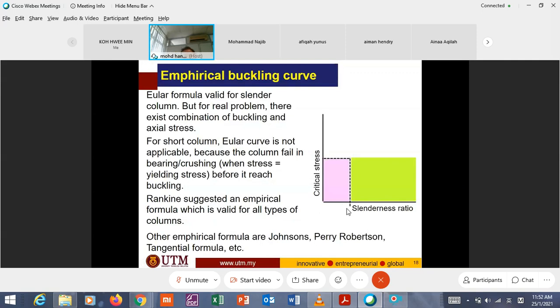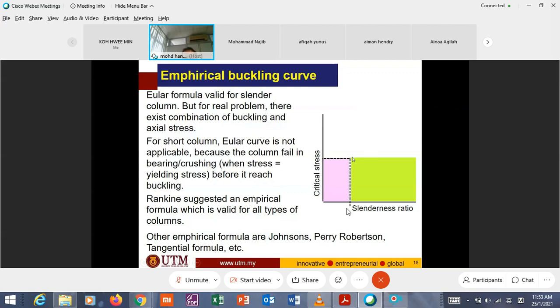Okay, now what we have done so far is analytical. But as I mentioned in the first two slides, we have experimental and we have analytical. The combination between experimental and analytical, we have empirical buckling.